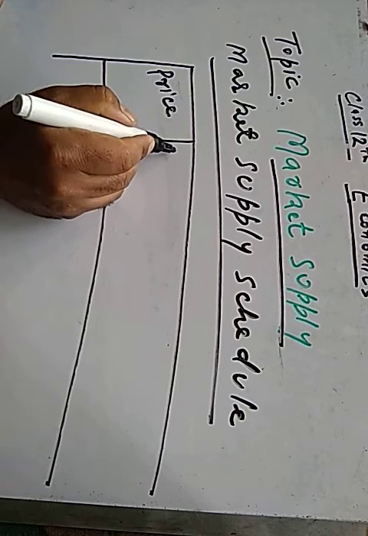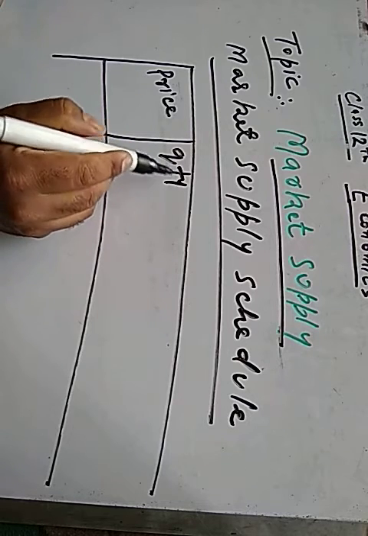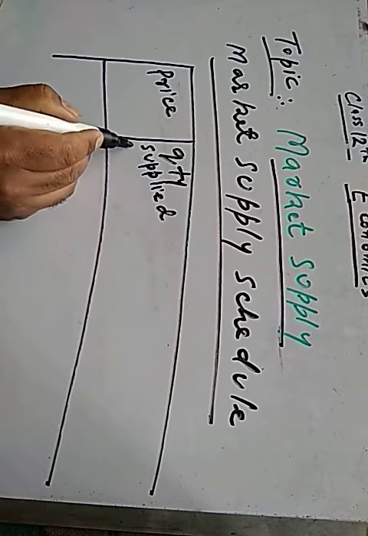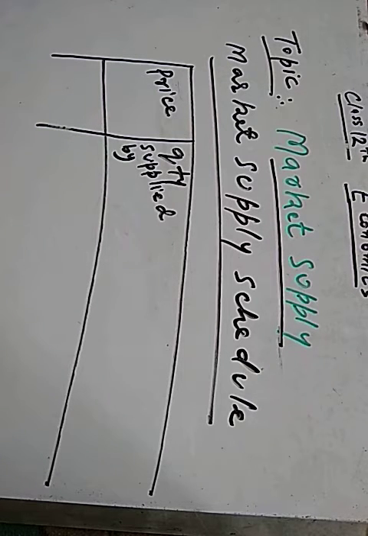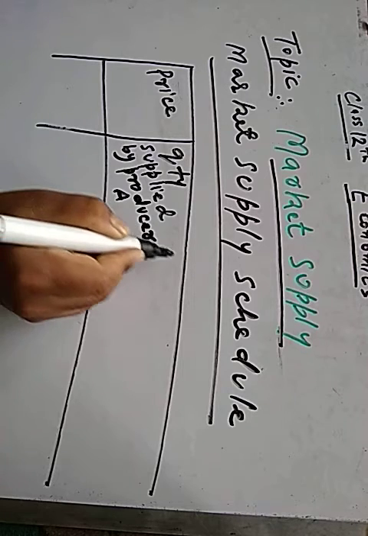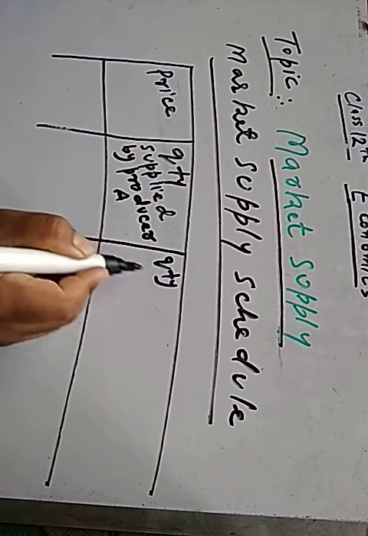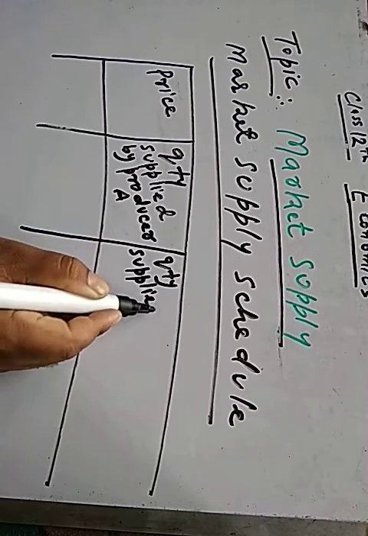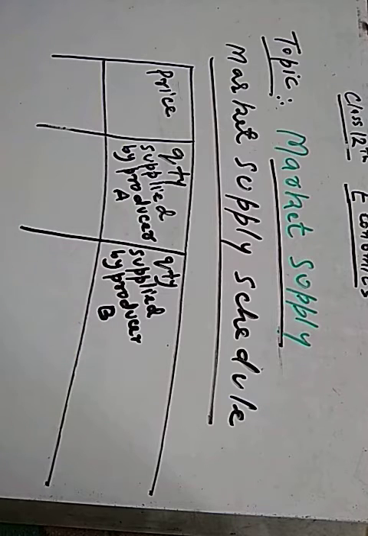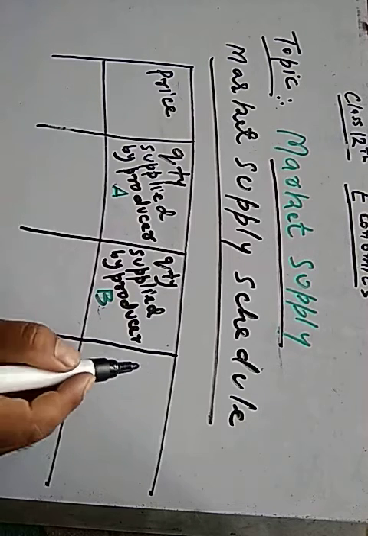Price, quantity supplied by producer A, quantity supplied by producer B. And in the last column, we will take market supply.